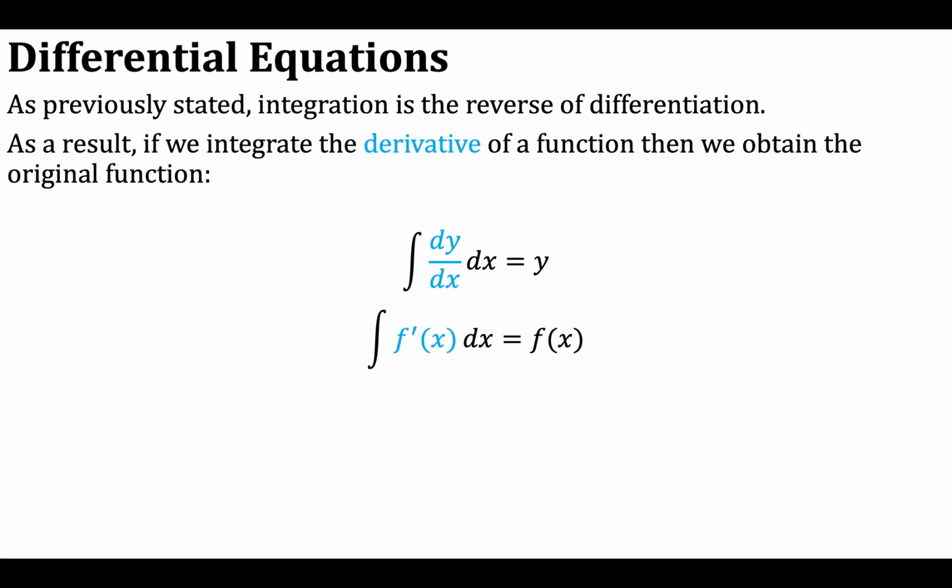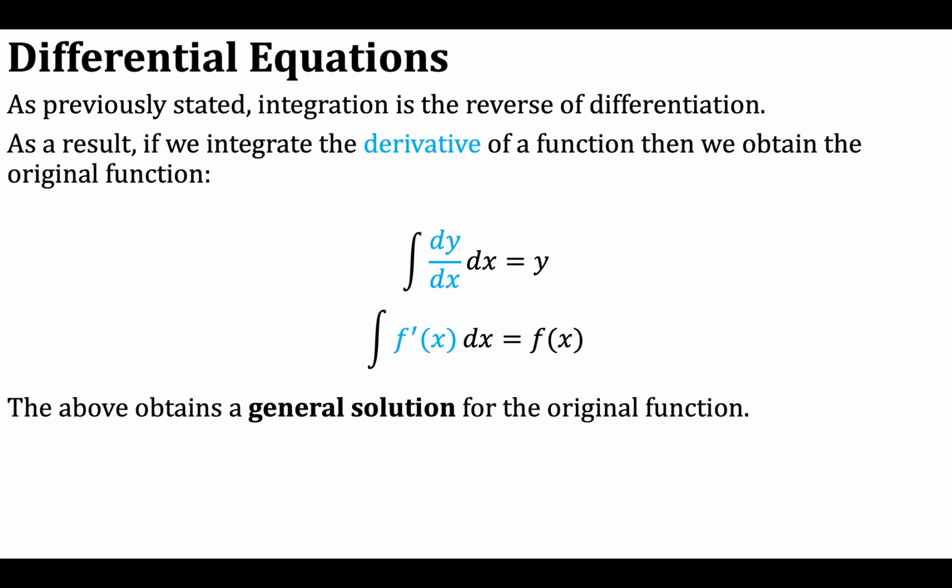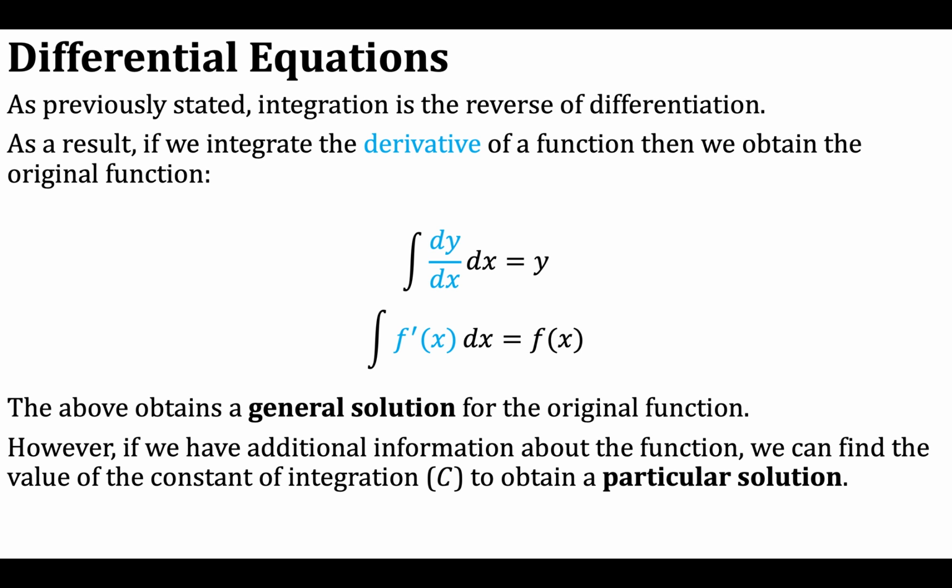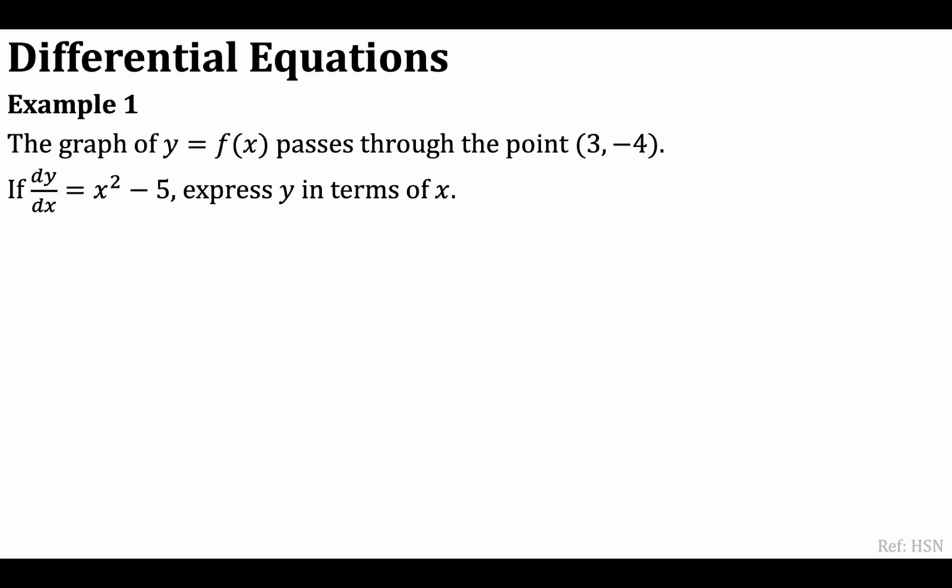Likewise, if we take the integral of f dashed of x, the derivative, with respect to x, then we obtain f of x, which again would have been the original function before differentiation occurred. Now, what the above obtains is called a general solution for the original function, because we'll have the constant of integration included as well. However, if we've got additional information about the function, then we can find the value of that constant of integration, and that allows us to obtain a particular solution, which is much more useful. So let's have a look at an example.